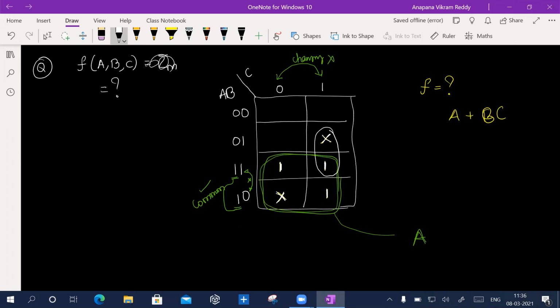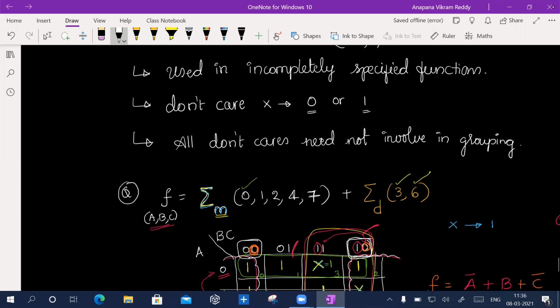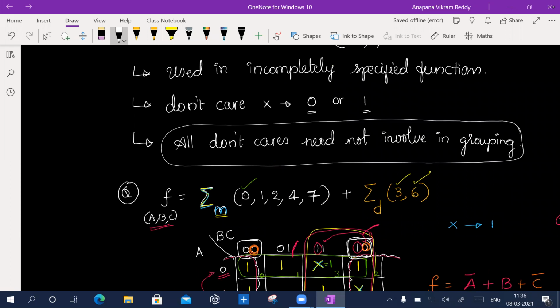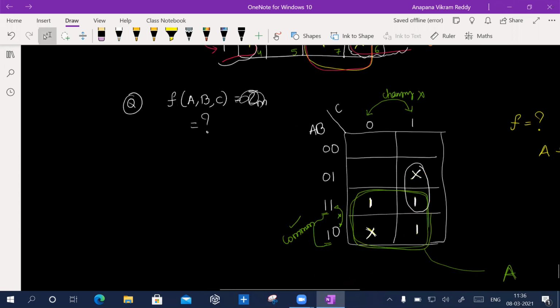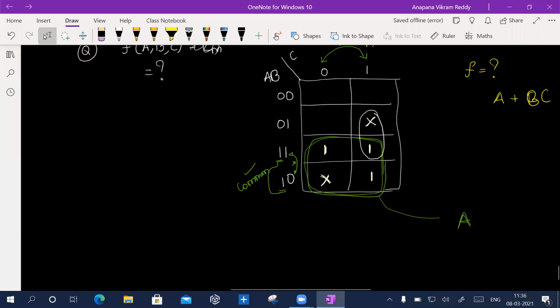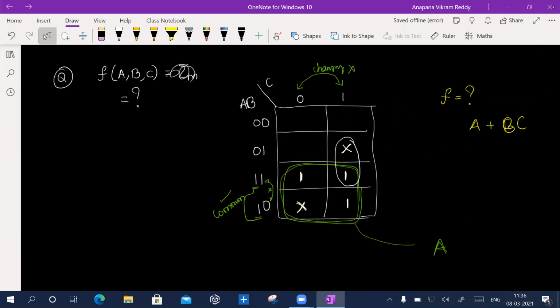See, what is point number 3? All don't cares need not be involved in grouping. Yeah, point number 3 is this. This point is, of course, a very important point. So it's not required again. What if you take that? This is not required. I don't need to do this. Let me remove this.